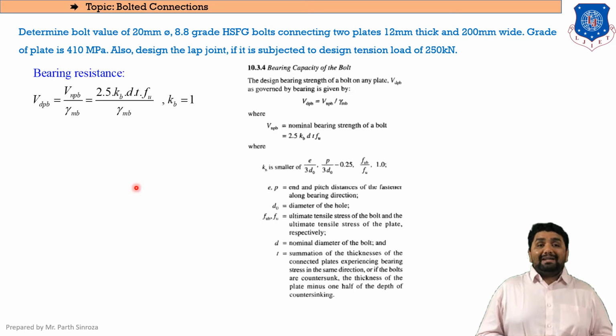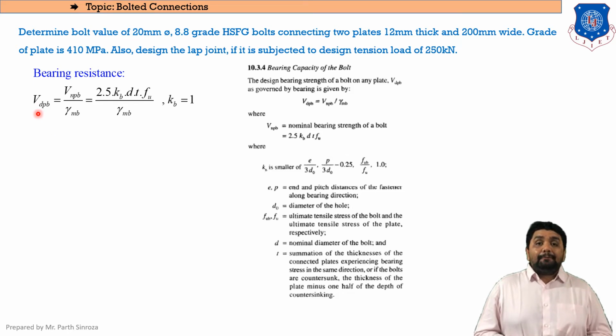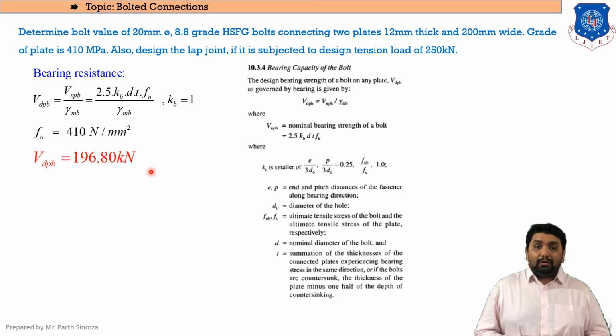Moving on to the bearing capacity of the bolt. The bearing capacity can be found from the same equation that we were using for ordinary bolts. Just keep in mind here, if we need to find KB, then we can use these 4 equations as prescribed in our code, or if we don't want to find KB, then for these particular sums regarding HSFG bolts, you can write the KB value directly as 1. It will be of no issue. You can either write KB equal to 1 directly, or if you need to find the value of KB as per these 4 equations, it will be good. So solving it, we get the answer 196.8 kilonewton.